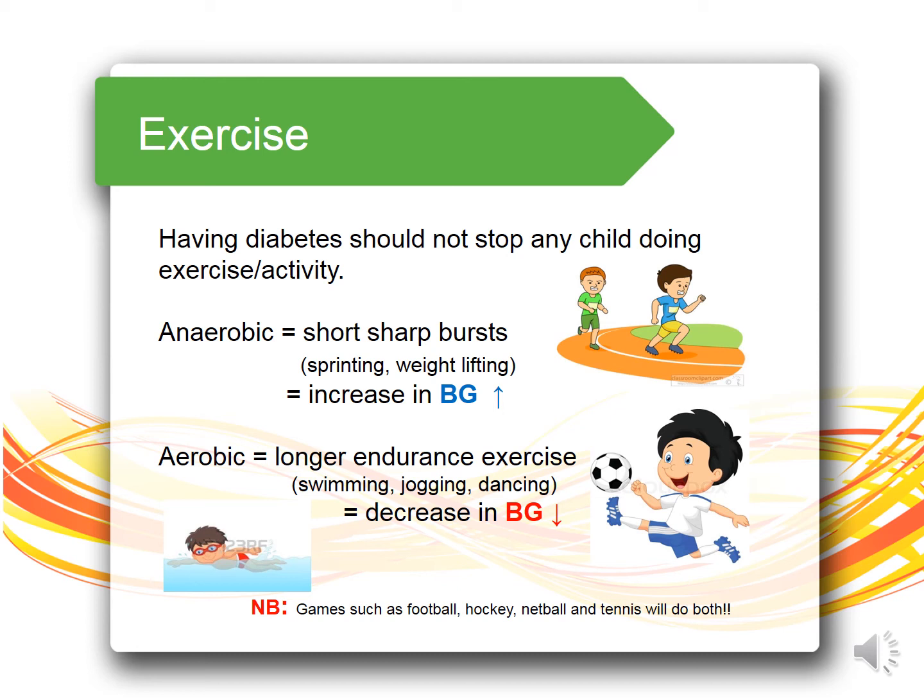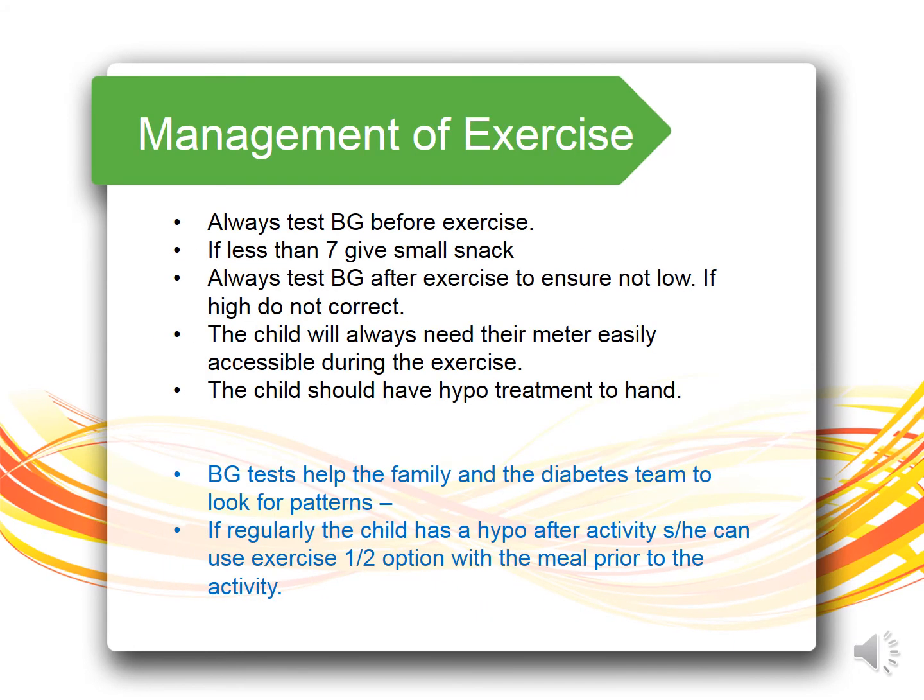However, most children at school take part in team games such as football, hockey, netball and tennis, where one minute you're standing around, the next you're sprinting for the ball. So that will involve both anaerobic and aerobic activity, and the blood glucose can go up or down. Because of this, there are some simple steps to follow, bearing in mind each child can vary in the amount of effort that they put into the activity.